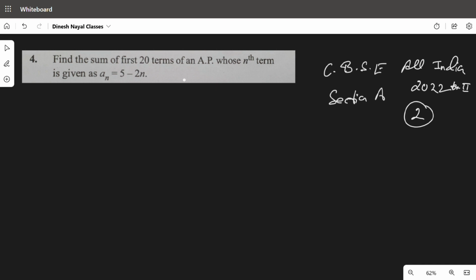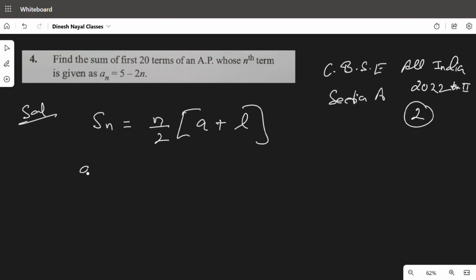Find the sum of 20 terms of an AP whose nth term is given as a_n equals 5 minus 2n. Okay, so first of all, we know the formula for the sum of n terms of an AP, which is given as Sn equals n by 2 times (A plus L), where A is the first term and L is the last term. They are saying find the sum of the first 20 terms of an AP. So this is the nth term.